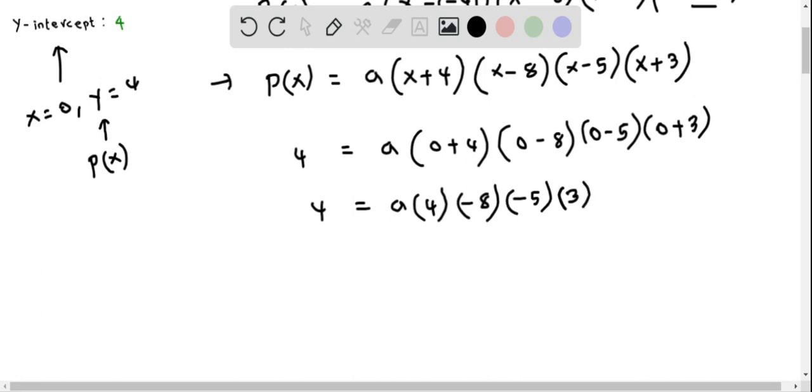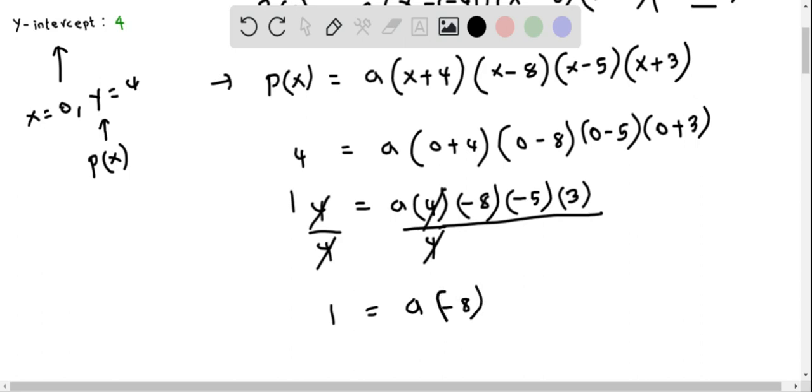And so this gives, we can divide both sides by 4 now. So I divide by 4 and also divide by 4. So we see that this 4 and this 4 gets cancelled, and also this 4 and this 4 gets cancelled. This goes one times. So we now have 1 equals a times of -8 times -5 times +3.